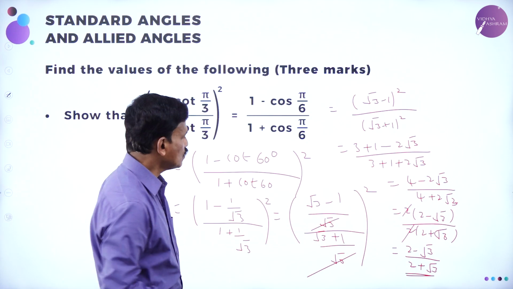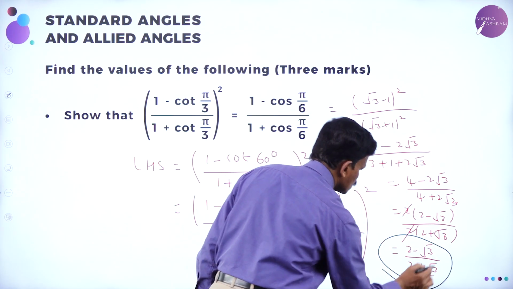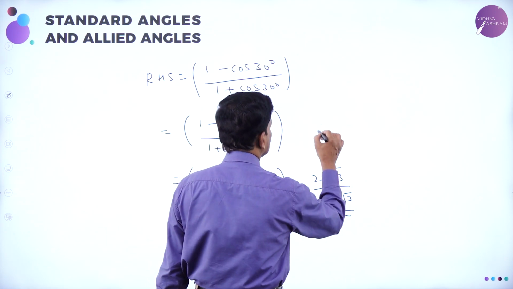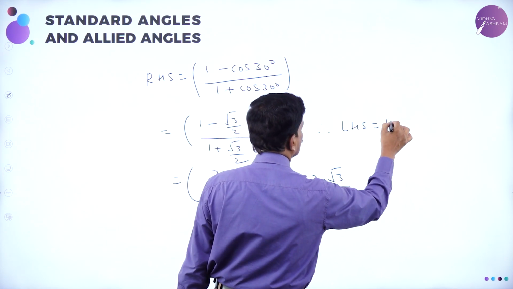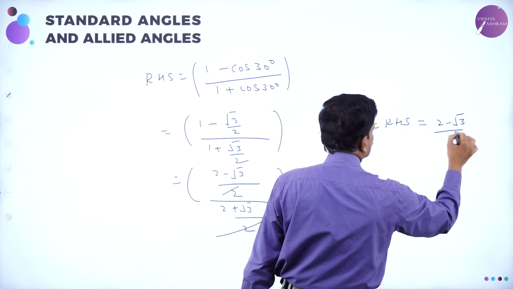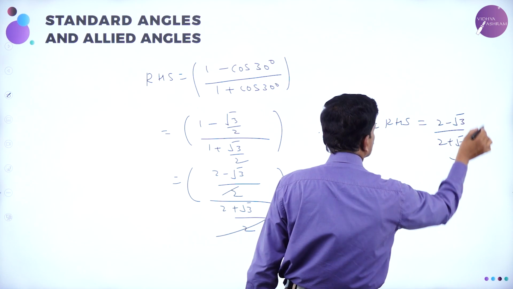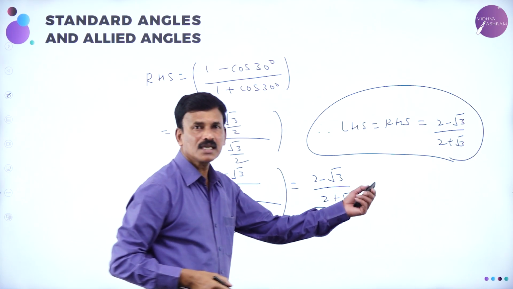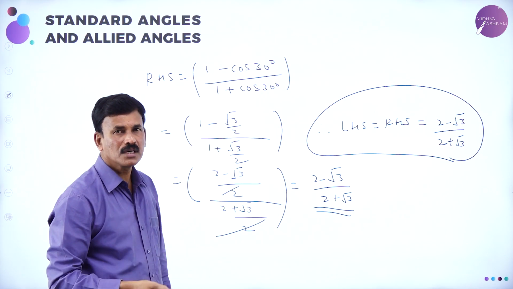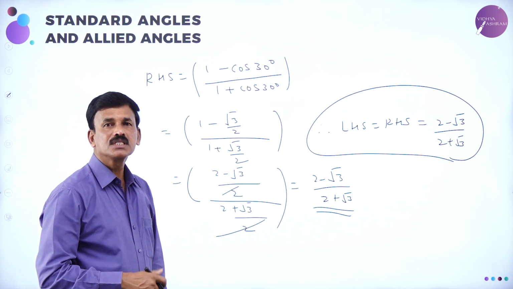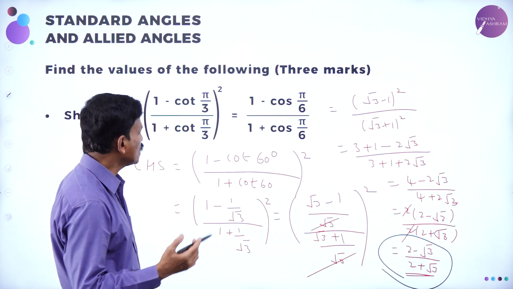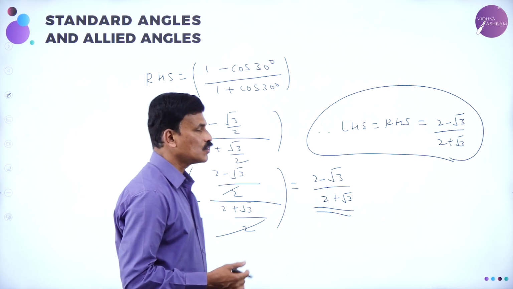See the LHS and RHS here. The LHS is 2 minus root 3 by 2 plus root 3. Here it is also. So therefore, LHS is equal to RHS. That is nothing but 2 minus root 3 divided by 2 plus root 3. If you want, you can rationalize the denominator, you will get the answer. Okay, that's it. This is how we are going to solve this problem. Take LHS and RHS separately, you will get the answer. That's it. Hope you followed.